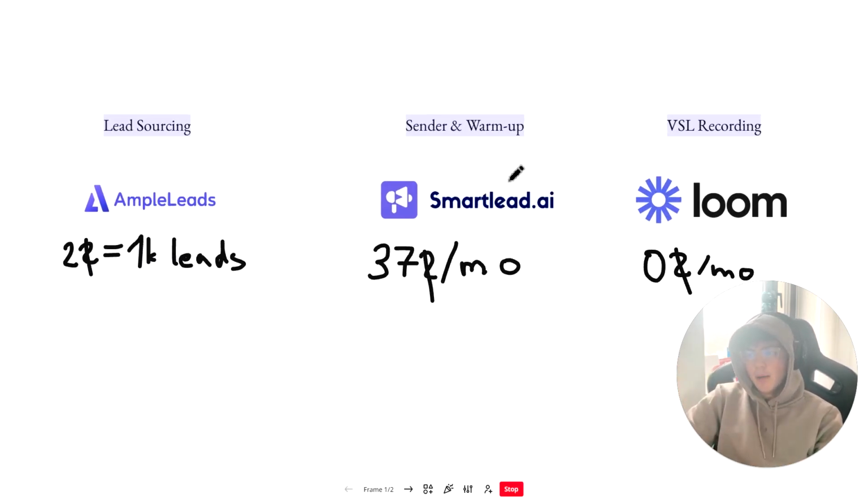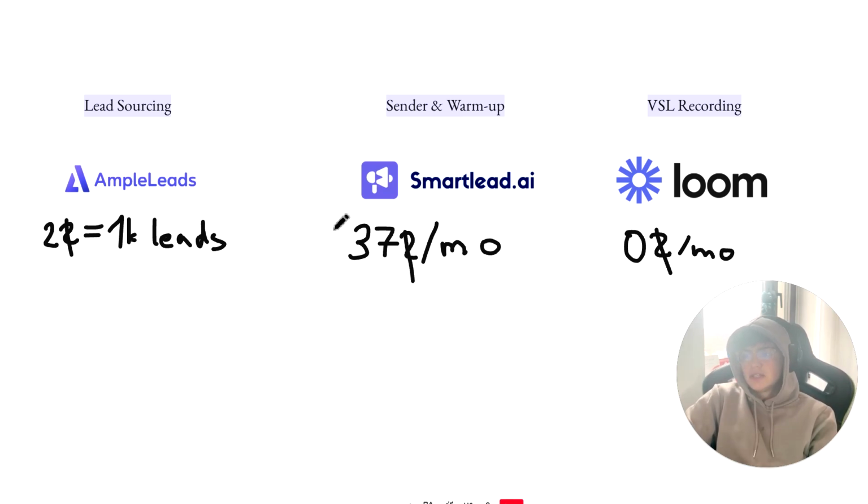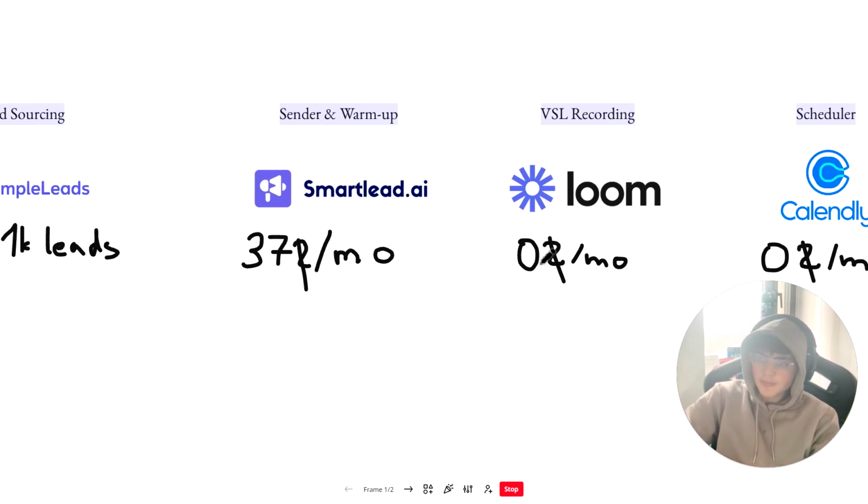Then for the sender and the warm up, you want to be using Smartlead.ai. I've used it in the past and it works well, but I don't like it a lot. That's why I switched to Instantly, and now I'm switching to ManyReach. You can get a plan for $37 and you're going to be able to send to about 2,000 new contacts per month, which is like 100 emails a day. It's not a lot, but it's okay.